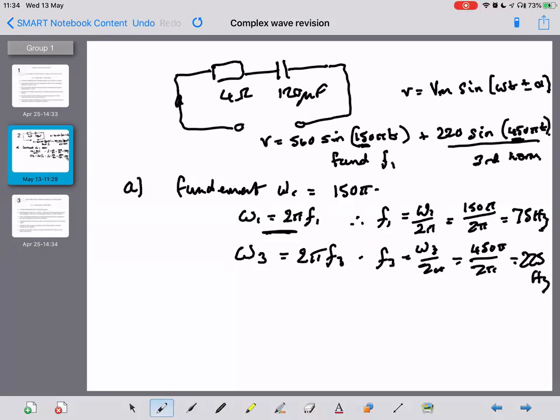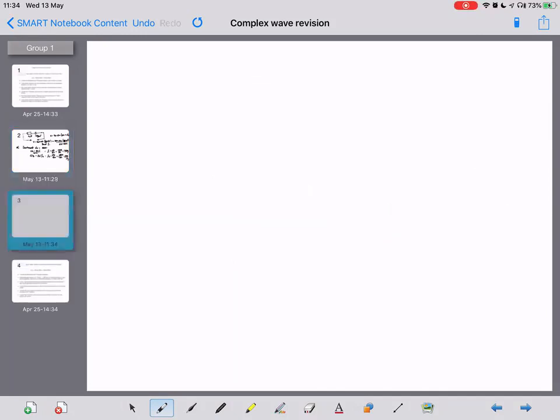So the next part of the question says, using suitable calculations, show that the impedance of the circuit at the fundamental frequency is 18.13 ohms, angle minus 1.35 radians. So this is an example of a question where you know what the answer is, but you just have to prove it. So you've got to know what to do to prove that. So how can I calculate the impedance of this circuit, Z total?